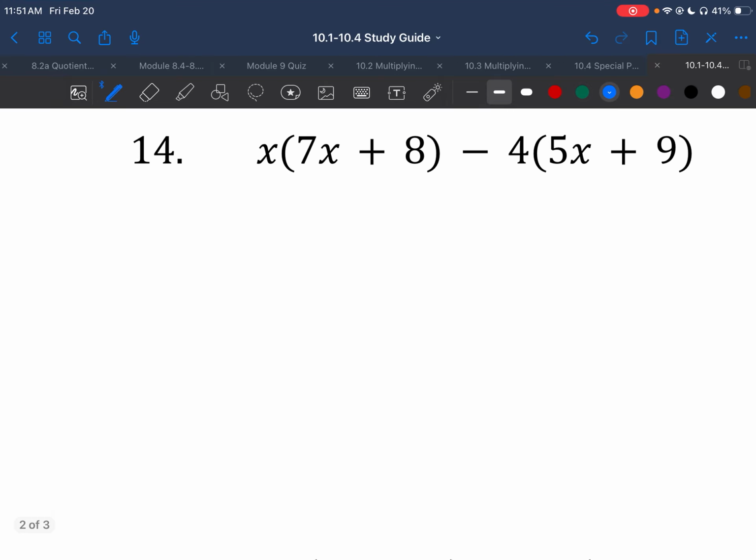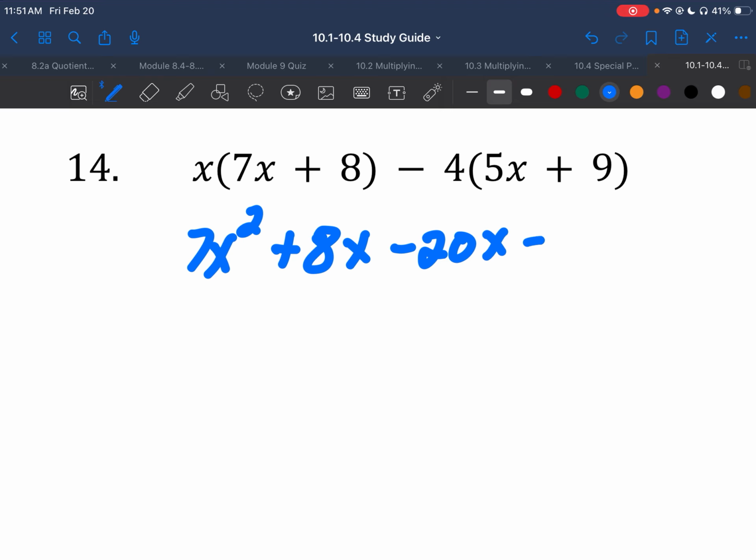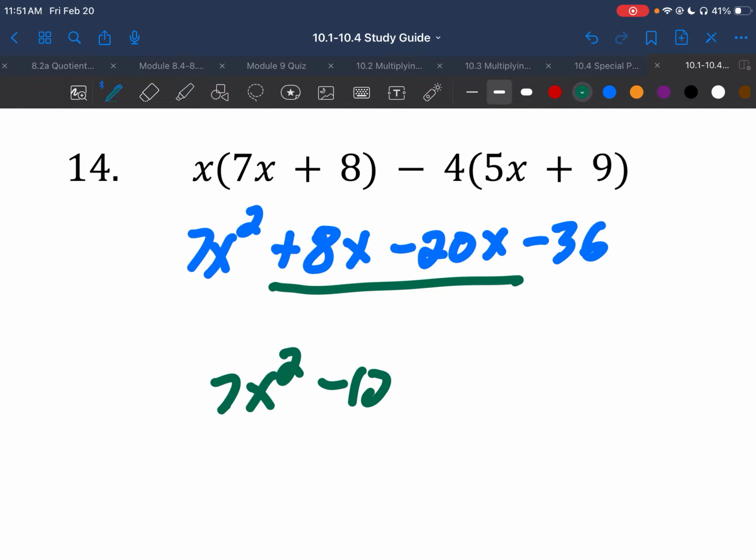Number 14. We need to distribute on both terms first. So we've got 7x squared plus 8x minus 20x minus 36. And then we combine our like terms and we get 7x squared minus 12x minus 36.